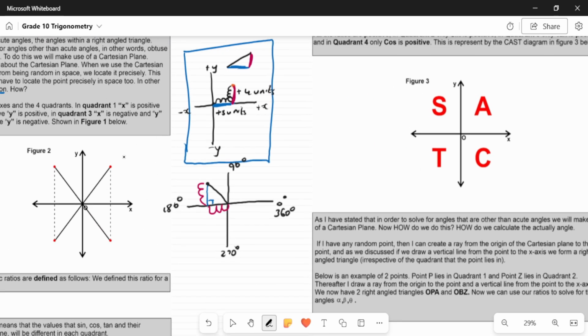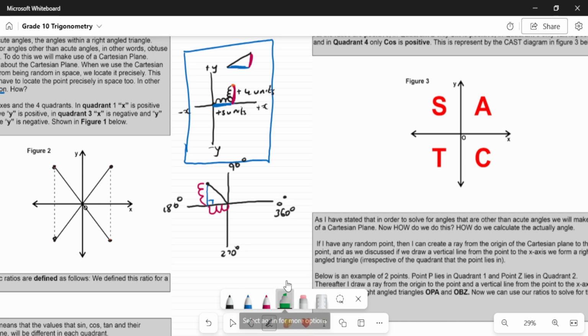I've already explained that point extensively. If I have any random point, this is why we can generalize now. Any random point. There's no limitation. All I have to do is just drop a vertical line and I'll be able to form a right angle triangle, irrespective of which quadrant the point lies in. And this is why it's so powerful using the Cartesian plane, because there's no limitation with it, right?